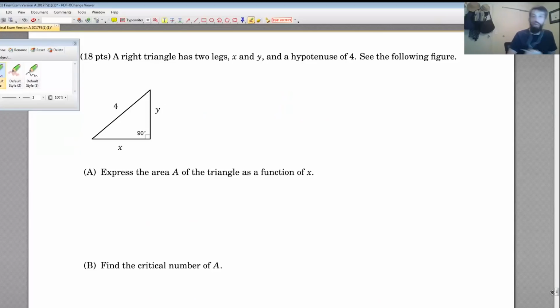So first thing to note, what is the formula for an area of a triangle? I will not give that to you on a test. I trust in you. I believe you can memorize that one. So I will say it is 1/2 x times y.